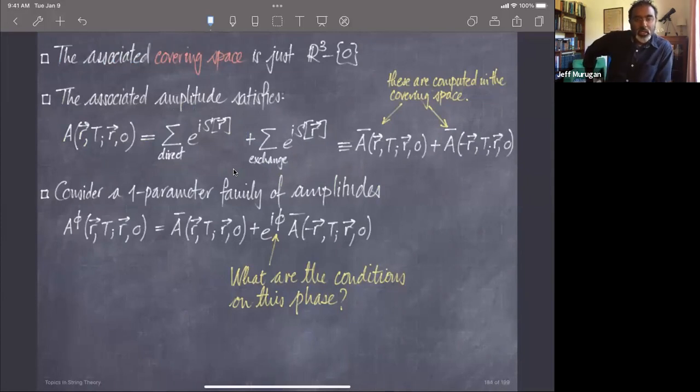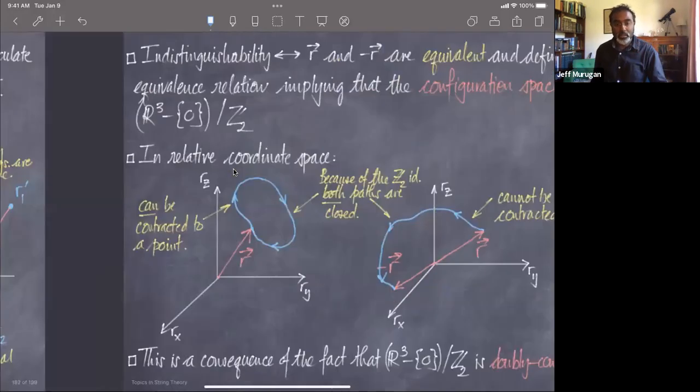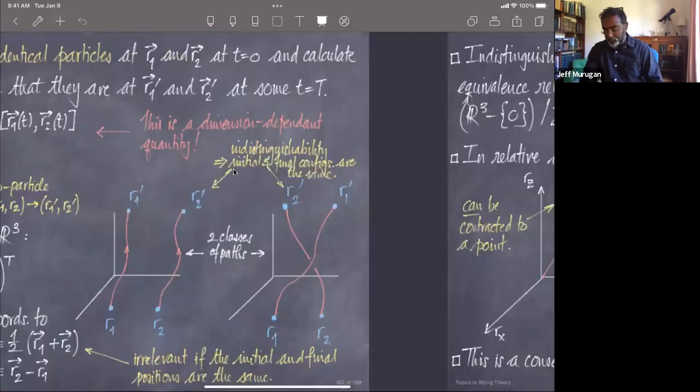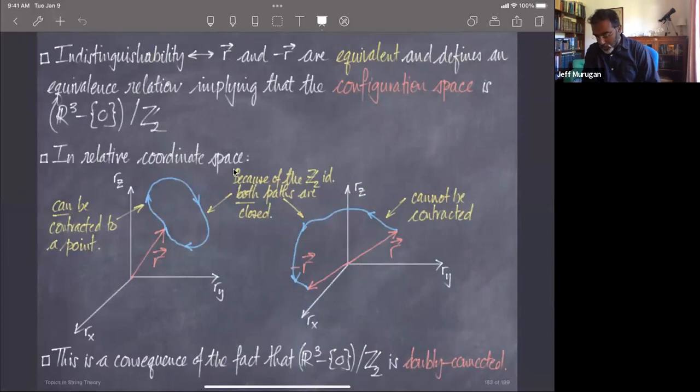So this is where we were last time. We said that we could take the amplitude and split it up into the sum of two amplitudes. One, the sum over direct paths, and by direct paths, I mean this, and one, the sum over exchange paths, the one on the right-hand side. And then we changed coordinates to relative separation coordinates, in which I had those two paths being these two. And these two paths are not identical.